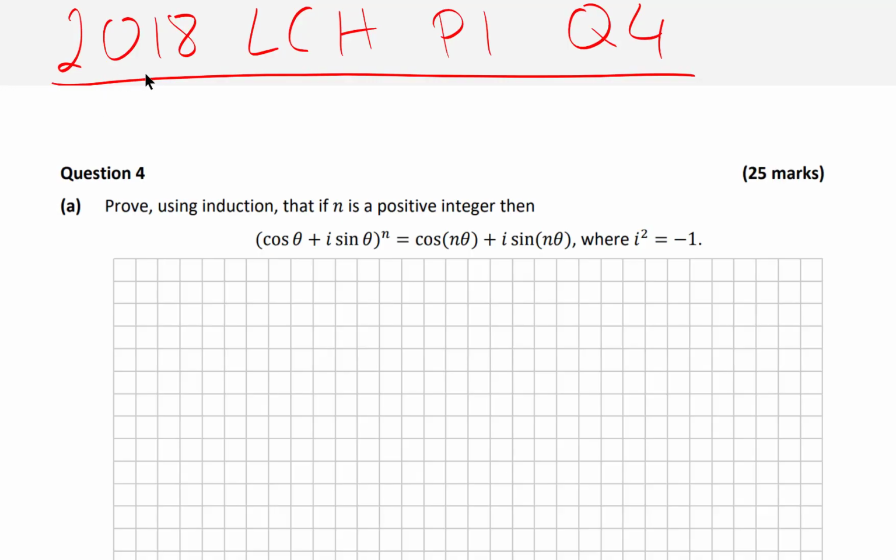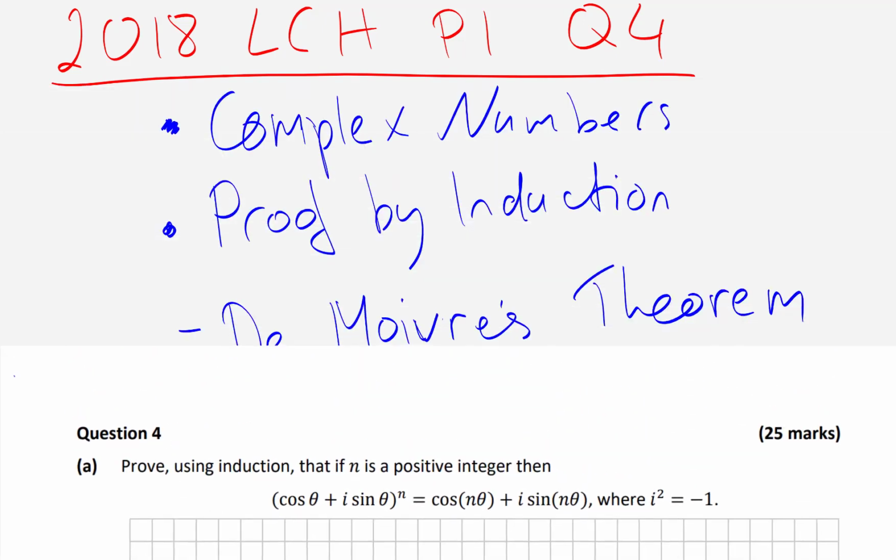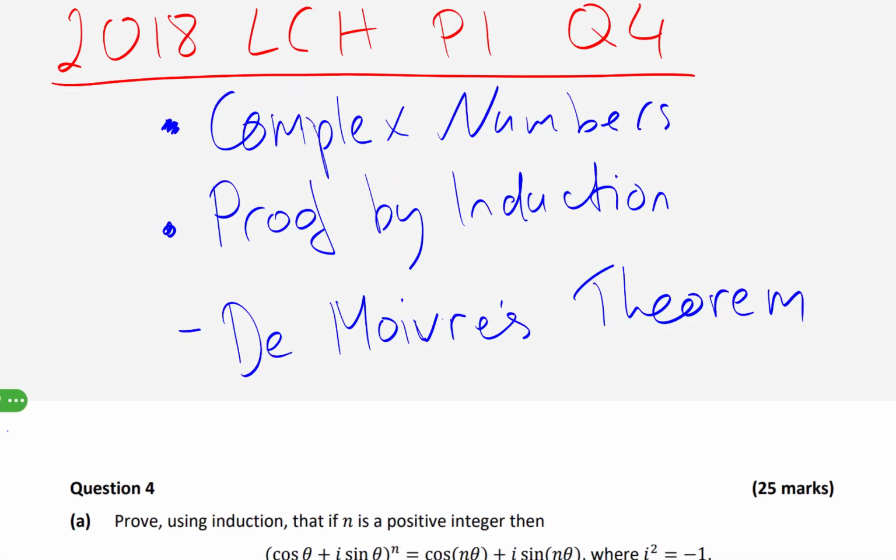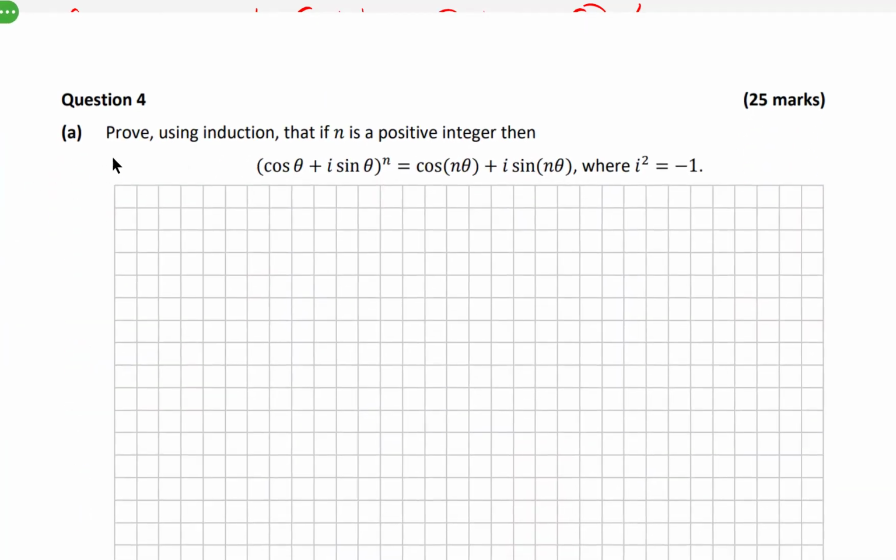Let's take a look at the 2018 Leaving Cert Higher Level Paper 1 Question 4. This particular question is a question on complex numbers, some proof by induction, and a bit of de Moivre's theorem. Right, let's have a look at the question.